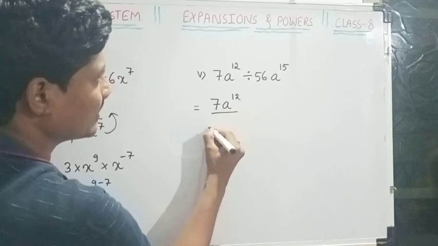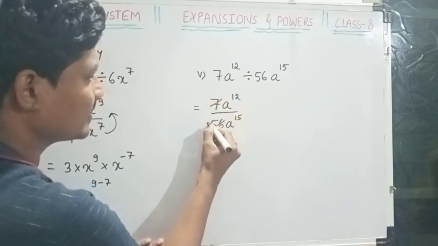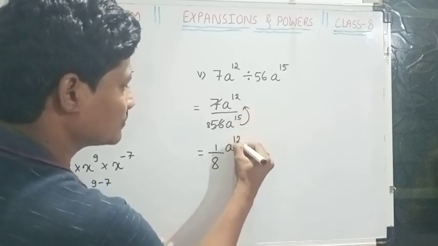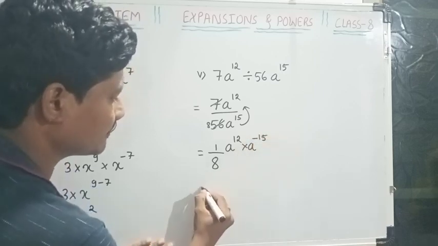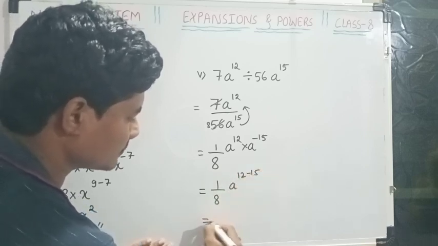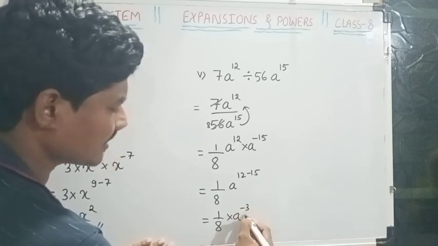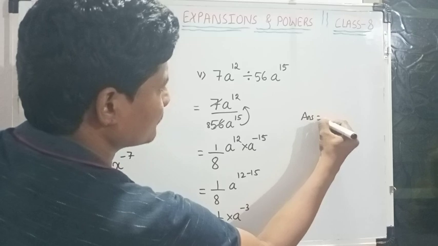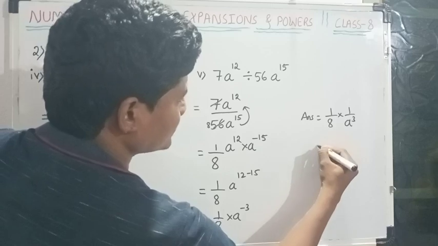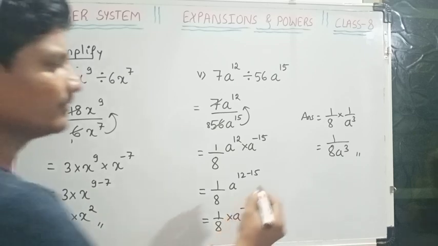7a to the power 12 divided by 56a to the power 15. 7 1s are 7, 7 8s are 56. 1 upon 8 into, I'll take a to the power 15 to the top, a to the power 12 into a to the power minus 15. 1 upon 8, a to the power 12 minus 15 is minus 3. I'll bring that minus 3 downside. It becomes 1 upon 8 into 1 upon a cube. 1 upon 8a cube is the required answer.